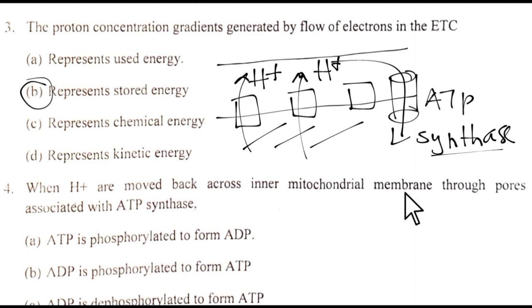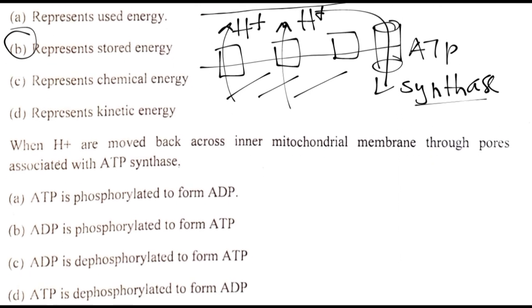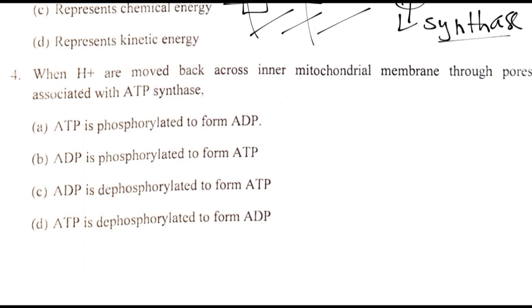In other words, the phosphorylation of ADP to ATP. Because when you say phosphorylation, we're simply talking about the addition of a phosphate group to ADP. So we've got ADP, we are going to add a phosphate group so it becomes ATP. In other words, we can say ADP is going to be phosphorylated to form ATP. That's what happens when this enzyme is activated. So we are converting the stored energy in those protons to ATP. So our answer is ADP is phosphorylated to form ATP. Can we see that? Yes, we can. So our answer is B.